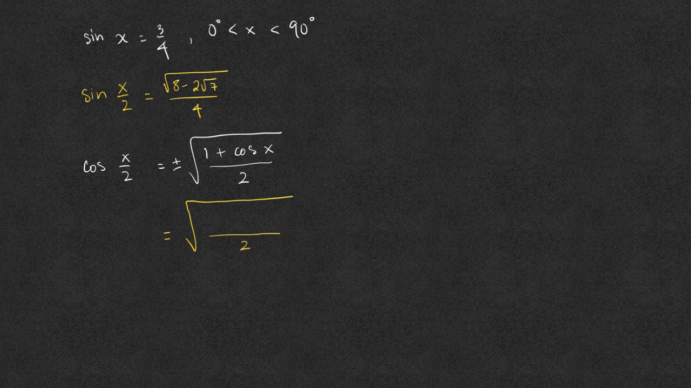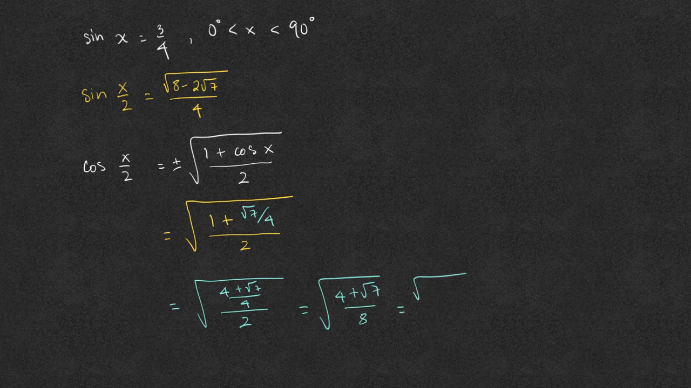The denominator of this square root is 2. We rewrite 1 plus, and we found cosine of x. Remember earlier we found cosine of x to be root 7 over 4. So this is the square root of 2 in the denominator, 4 plus root 7 over 4. And so this is the square root of 4 plus root 7 over 8. Similar to what we did earlier, this is the square root of 4 plus root 7 over the square root of 8, where the square root of 8 is the square root of 4 times 2, which is 2 times the square root of 2. We then multiply the square root of 2 top and bottom to rationalize the denominator.